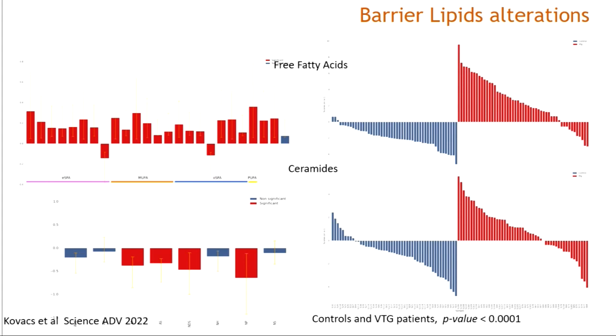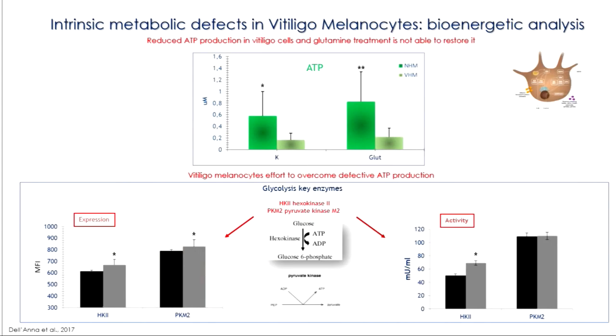This pattern of alteration, without going into the details that are just related to people like me and our group looking at it in some labs downstairs, shows a significant decrease of ceramide and a significantly higher amount of free fatty acids. It's something that we can observe in atopic dermatitis or in ichthyosis. It's something similar to what we have observed in vitiligo patients.